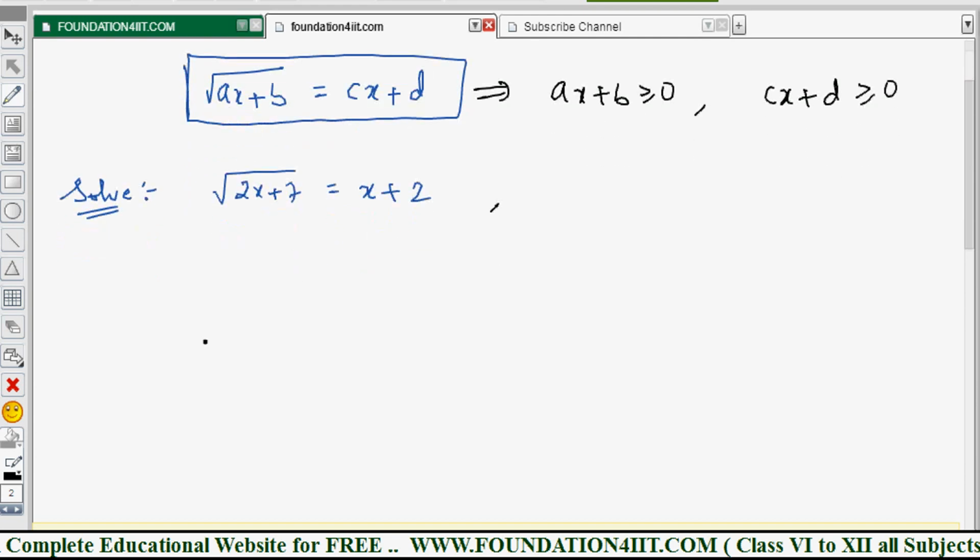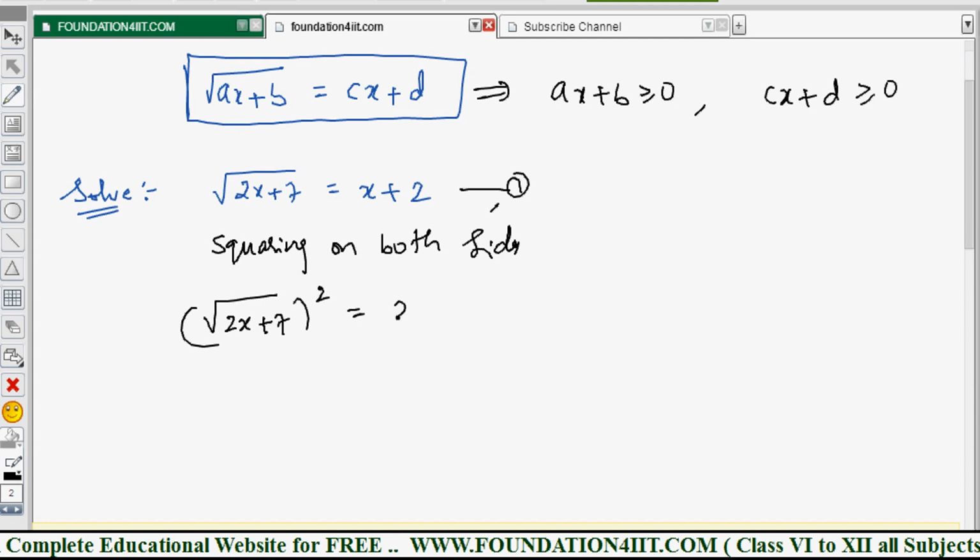Now if any question is in this format, let us do the squaring on both sides. This is equation 1. We square both sides because we need to remove the square root. So the square root of 2x plus 7 whole square is equal to x plus 2 whole square. Here the square and square root cancel. 2x plus 7 is equal to x plus 2 whole square, which is the a plus b whole square formula.